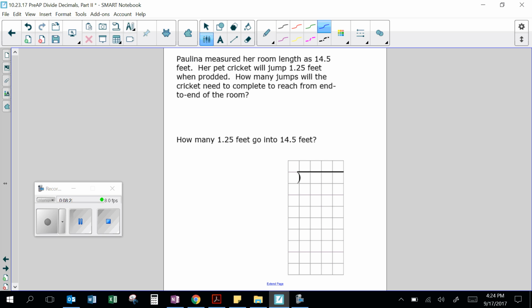Here's our last question. Polina measured her room length as 14 5/10 feet. Her pet cricket will jump 1 in 2,500 feet when prodded. How many jumps will the cricket need to complete to reach from end to end of the room? So how many 1 in 2,500 feet go into 14 5/10 feet? So this is a division problem.